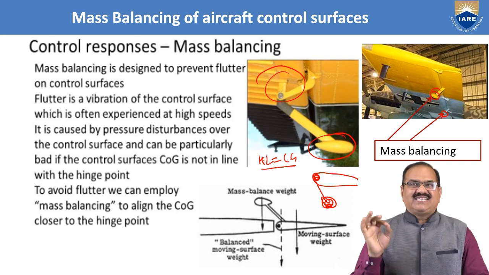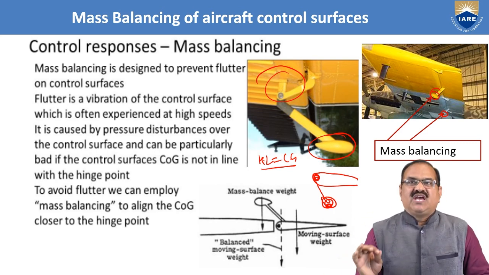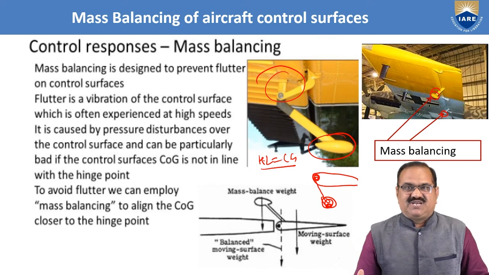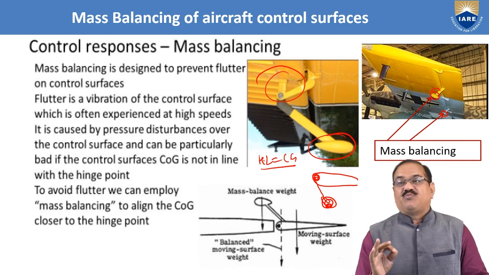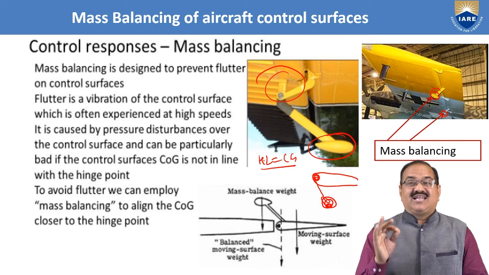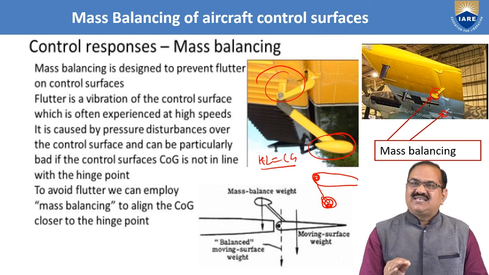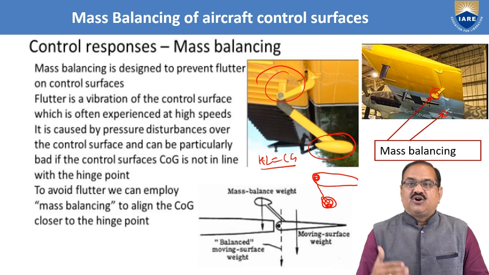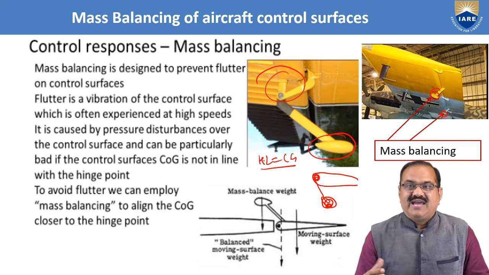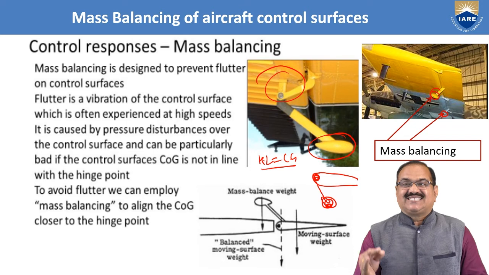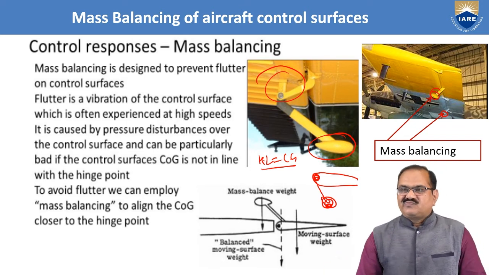Flutter is a vibration of the control surfaces which is often experienced at high speed. It is caused by pressure distribution over the control surfaces and can be particularly bad if the control surface center of gravity is not in line with the hinge point. So if the CG is not in line with the hinge point, this flutter is likely to occur. To avoid flutter, we can employ mass balancing to align the center of gravity closer to the hinge line. That is the purpose of the hinge line.